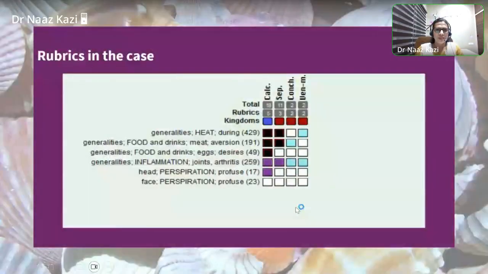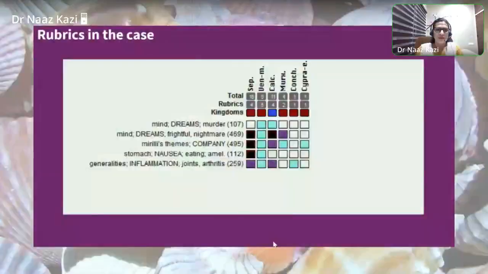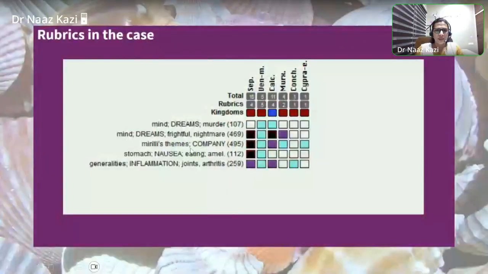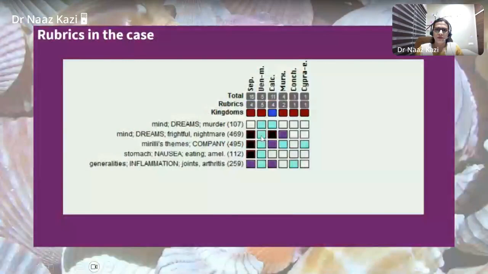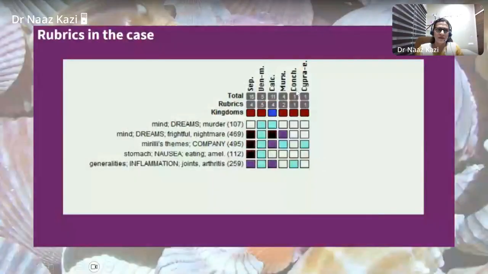Then some more rubrics I took in the case: Mind, dreams, murder; Mind, dreams, frightful nightmares. Then themes I took: Stomach, nausea; Generalities, inflammation, joint, arthritis. Here I got Venus mercenaria, Sepia, Calcarea, right? All of them, even Murex, Conchiolinum, Cypraea, but most of them are covered by Venus mercenaria and the earlier ones.